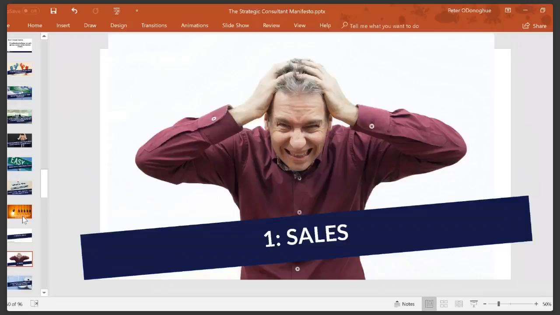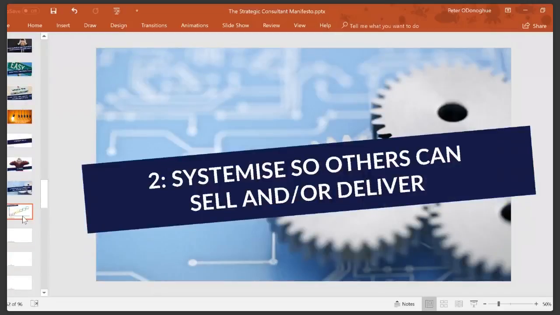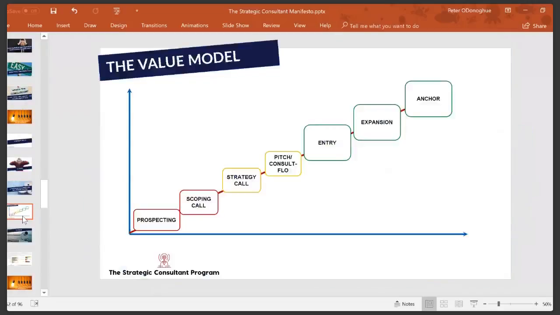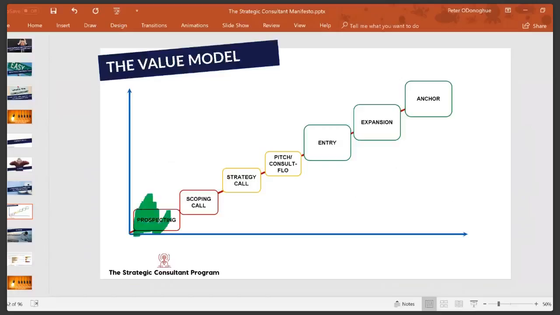Most bad salespeople want the skill set that you've developed over the years as a consultant, so don't fear that. You systemize so others can sell or deliver. You look at this model, and there's nothing in it that you cannot take advantage of as you scale. What tends to happen is prospecting: once you've got a system running and you know your numbers, you can outsource that.